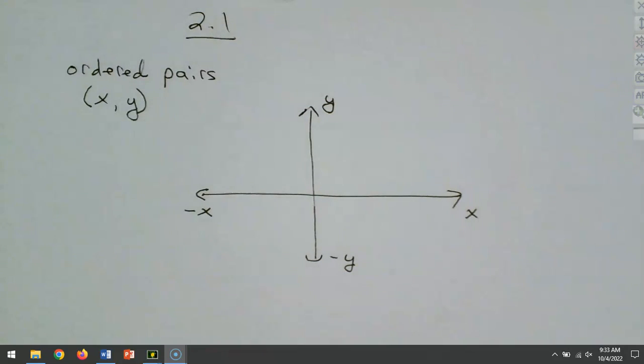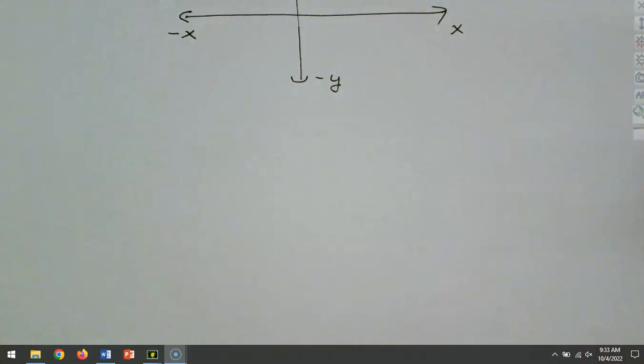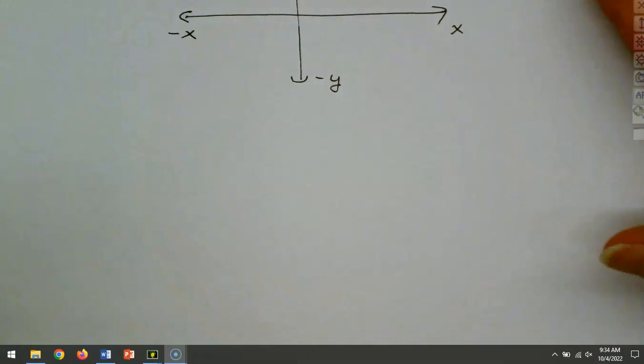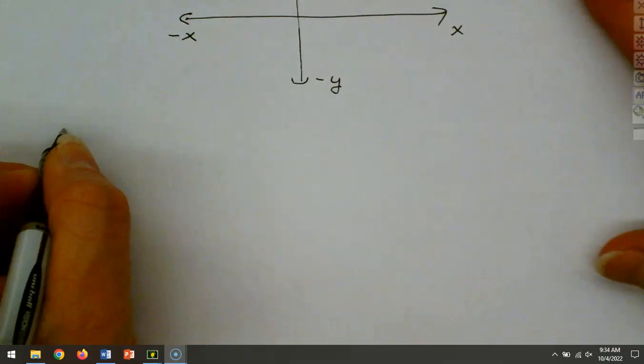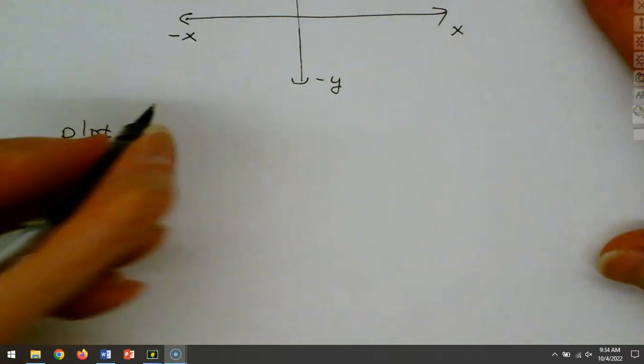Now there is a difference between plot and graph. So when I say graph, that means we connect them together. When I say plot, all I'm going to do is plot the point. So when we graph equations, we connect them together and we make a figure. If I say plot, that means we just plot the points. So let's just kind of review. I'm going to have you plot the points.